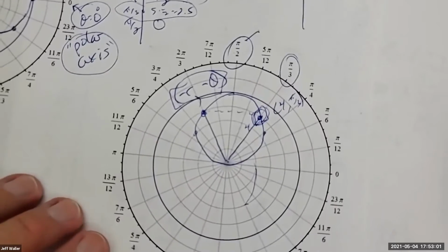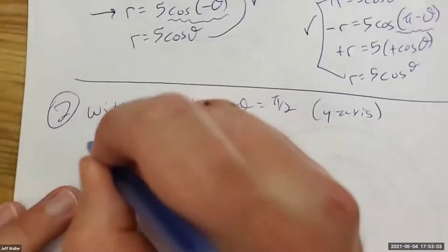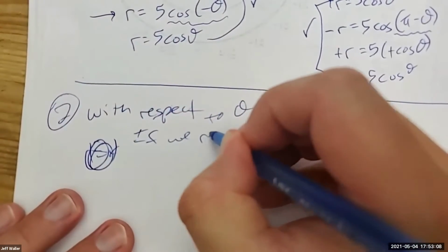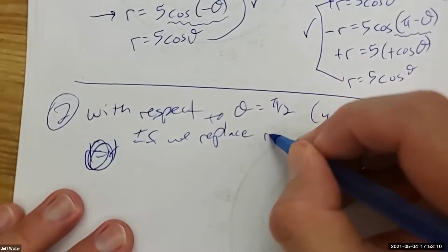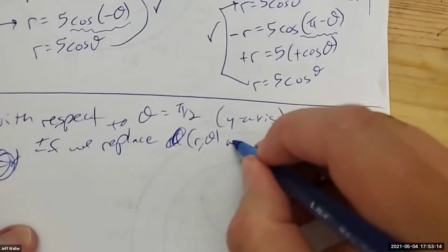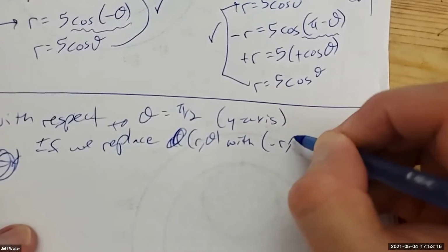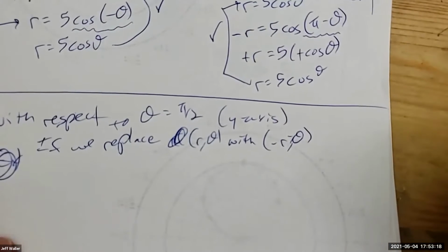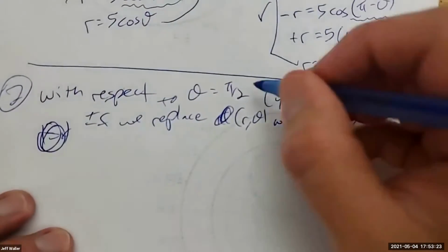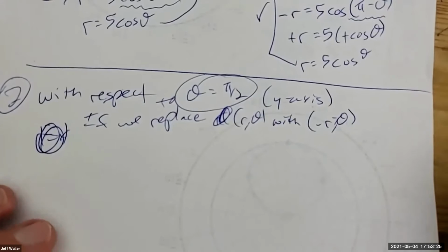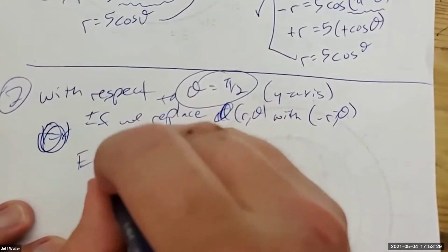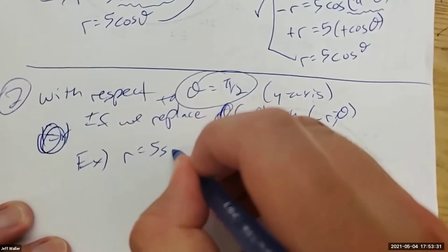Stay with me. So coming back to here, let me write down: if we replace r theta with negative r negative theta, and it's the same, then it's got theta equal pi over 2 symmetry. So let's try it out. So example, r equals 5 sine theta.